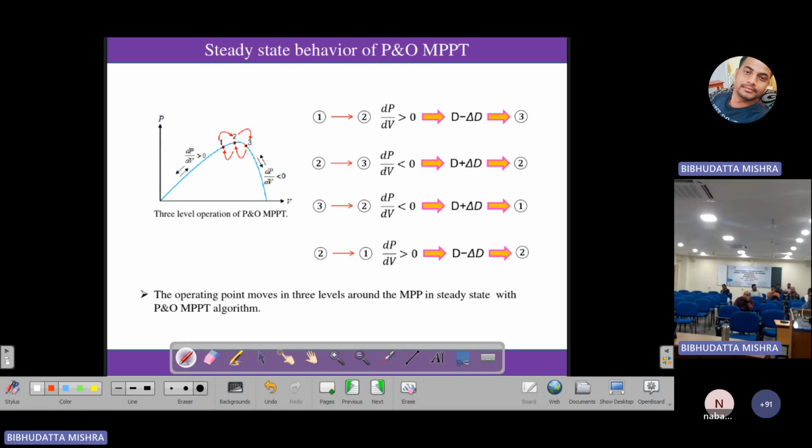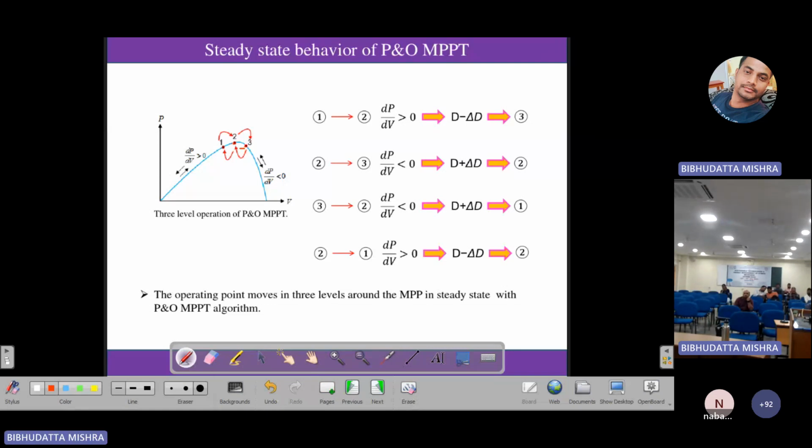Now at 3 I need to take a decision. At 3 what is happening? Although del V is increasing, my del P is now reducing because I already passed the peak. So del P is less than 0 and del V is greater than 0, so this will be less than 0. So what I should do, I should actually decrease the voltage.